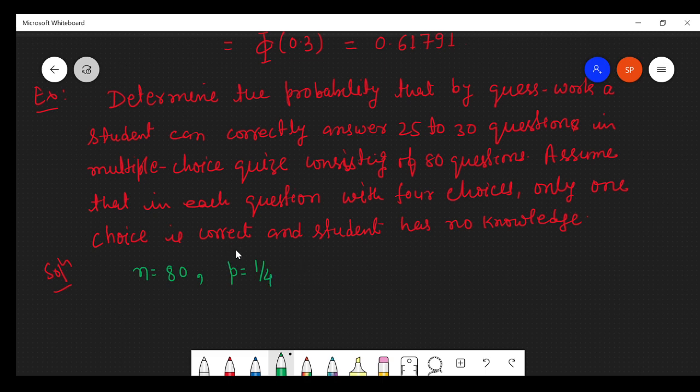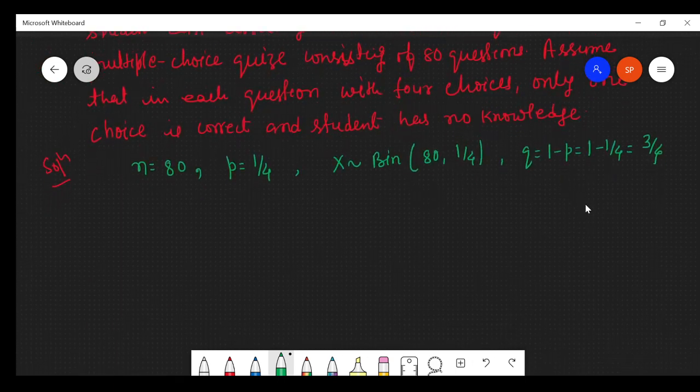A student has no knowledge, which means X follows the binomial distribution, binomial with n = 80 and p = 1/4. We identify 1 minus p, which is 1 minus 1/4, that is 3/4. This is the first step. Now the second step: identify np. np is equal to 80 times 1/4, which is equal to 20, greater than 5.